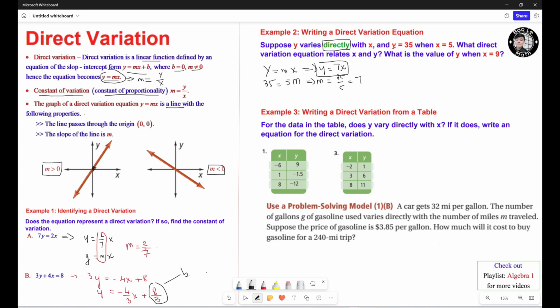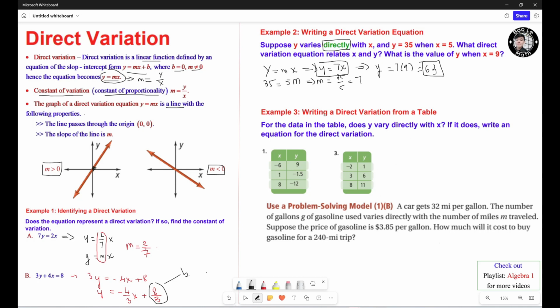Alright. What is the value of y when x equals 9? We substitute 9 over here. So we have y equals 7 times 9. It's going to be 63. This is the answer. Alright, let's move on to the next example.